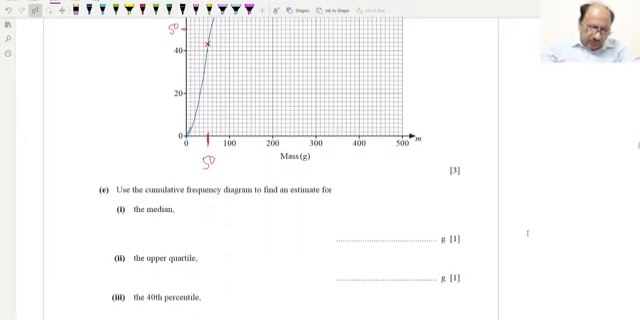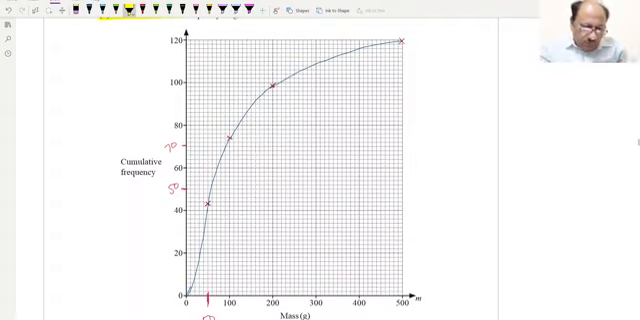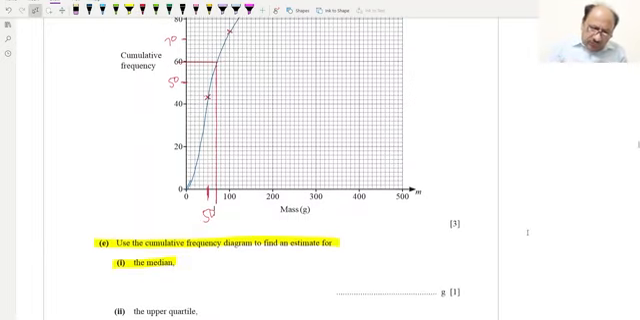Now they are saying next is use your cumulative frequency diagram to find an estimate for the median. Now median will be what? Median will be the middle value. Middle value will be from the 50th percentile. So for the median we will check the reference from here, and from this side we can check the reference from here, and this value will be 50, 60, 70. So this value is 70, so our answer will be 70 for the median.